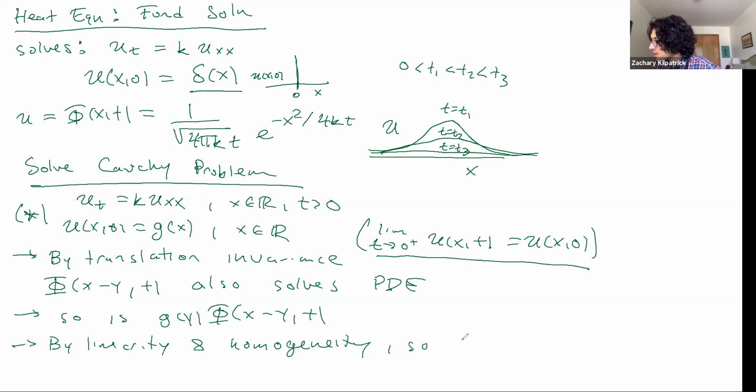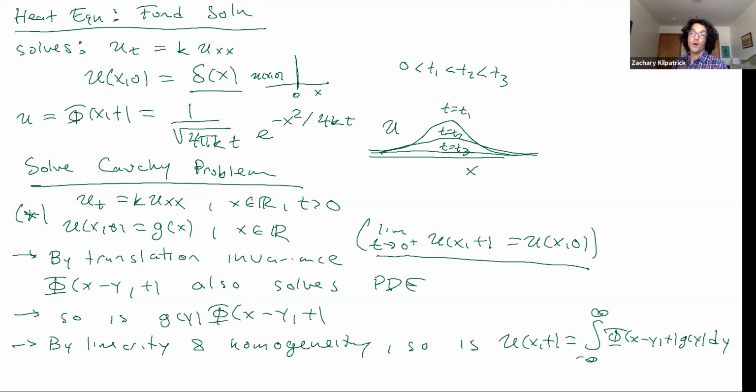and also, so is the following solution. u of x, t is equal to just the integral of phi integrated against g, okay? Because all this does is it shifts it around, it scales it, and then it adds up all of these solutions, right? I mean, an integral is just sort of infinitely adding up solutions, right? So this should also solve the PDE, okay?